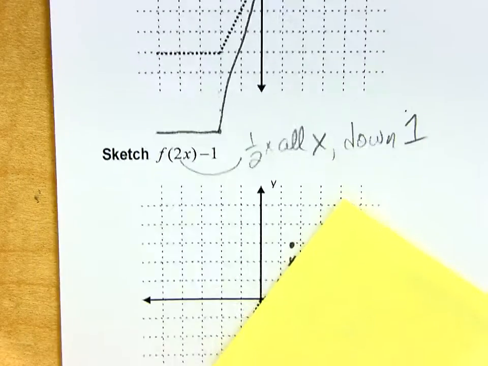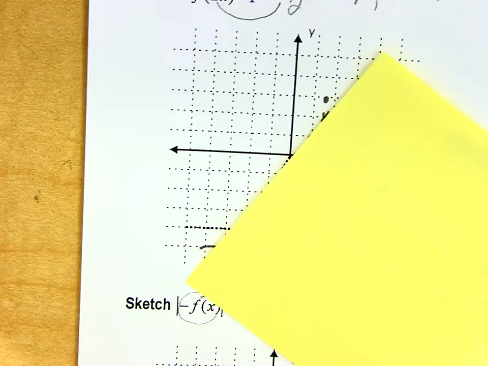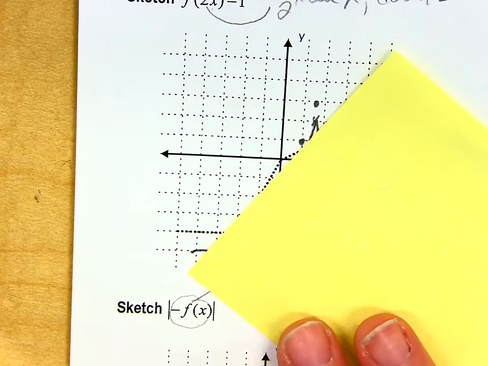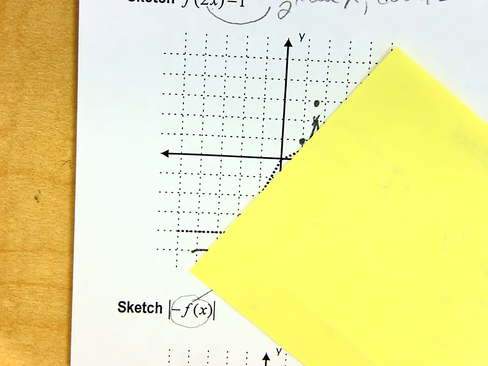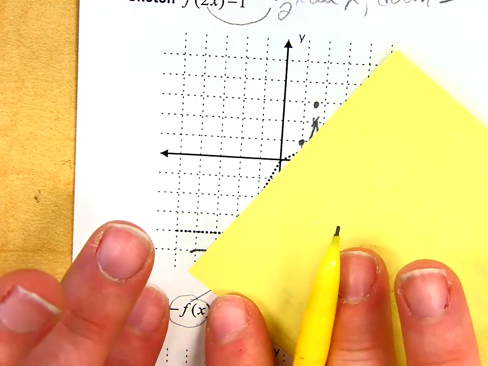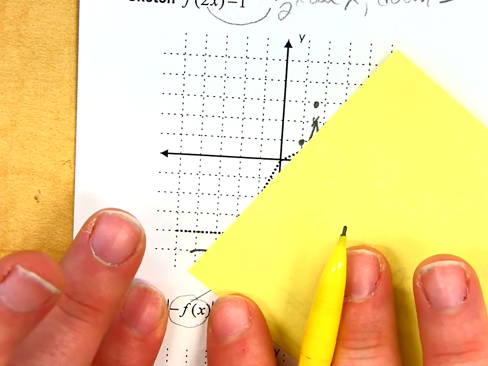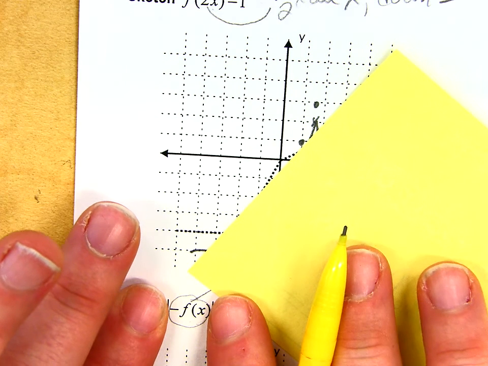And what my graph looks like. Okay, this. What do we think this is going to do to everything? Well, let's imagine that the absolute value bars weren't there for a second. If you just have the negative out in front of the function, what does that do, Jared?